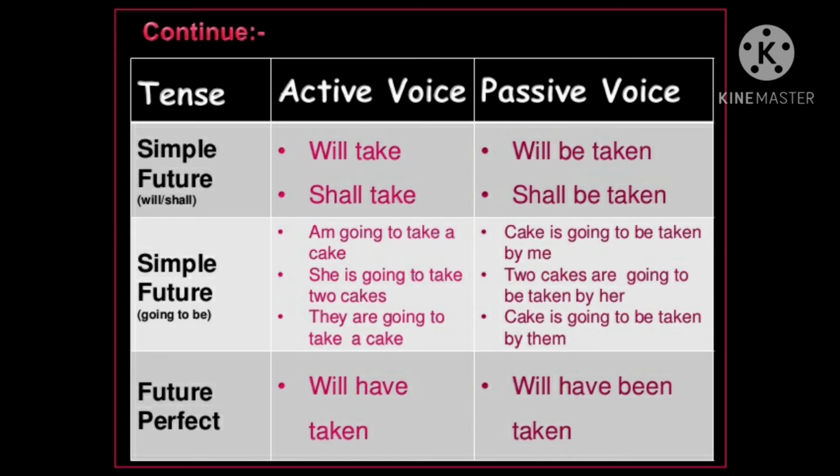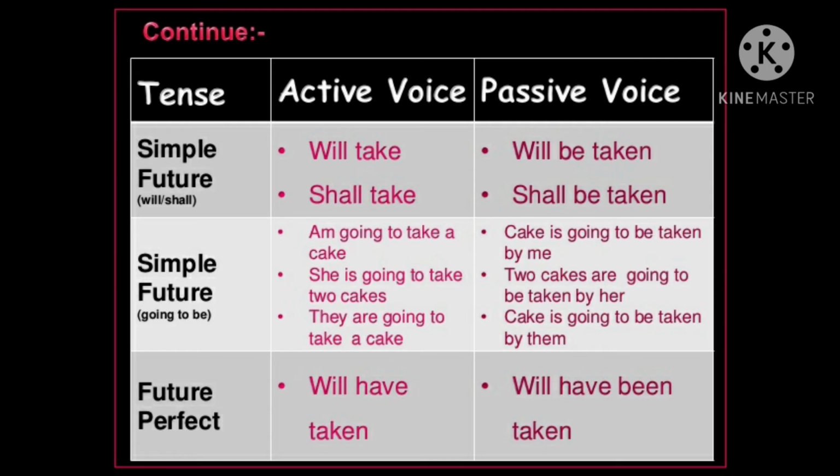Now the next one, going to be in simple future. Like, I am going to take a cake, it will change into cake is going to be taken by me. She is going to take 2 cakes. So we will write 2 cakes are going to be taken by her. Now we'll see the future perfect, will have taken. It will be changed into will have plus being plus v3.